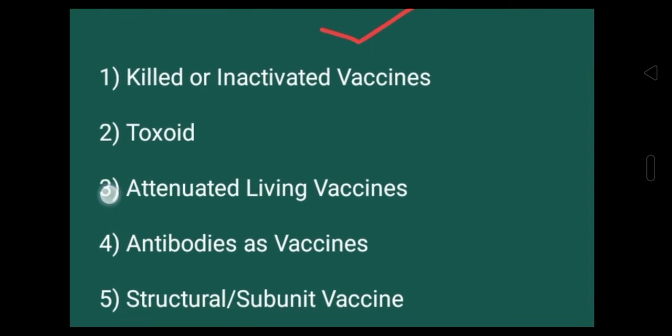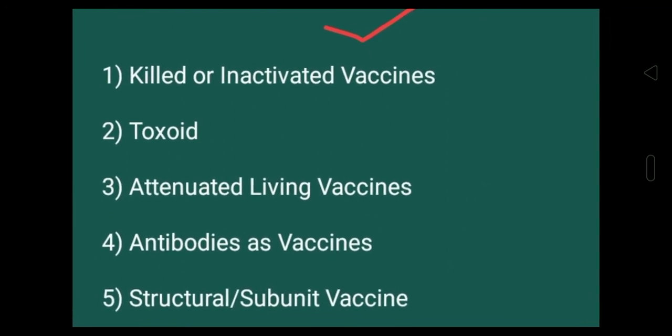And now attenuated or living vaccine. In this vaccine, what happens is the pathogen is not killed, it is only weakened, and the non-virulent property is created, meaning the virulent property is cut off, and then it is injected, and for that the immune system responds, and antibody is made, and the patient is cured. So this was the concept for attenuated living vaccines.